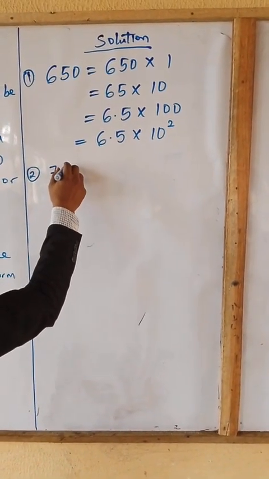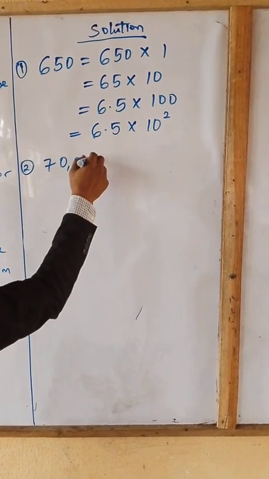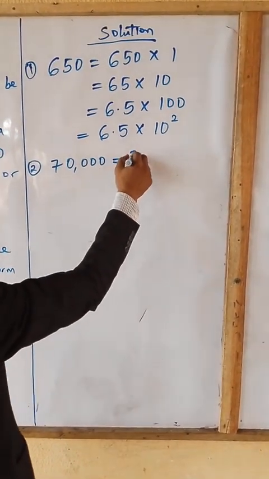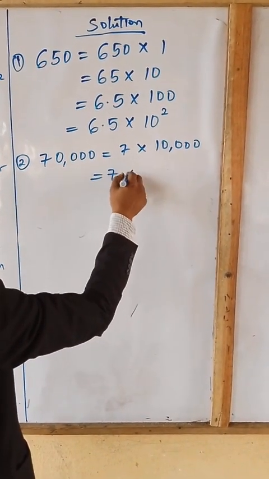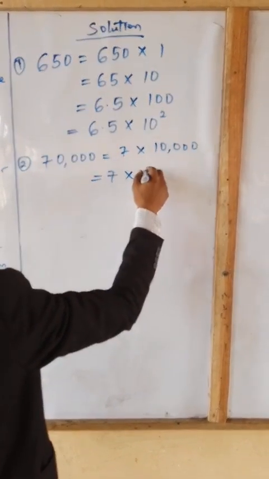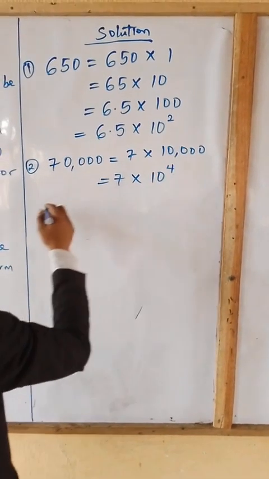Number 2, we have 70,000. So we are going to have 7 times 10,000, which is equal to 7 times, we have 4 zeros here, that will be 10 raised to power 4.